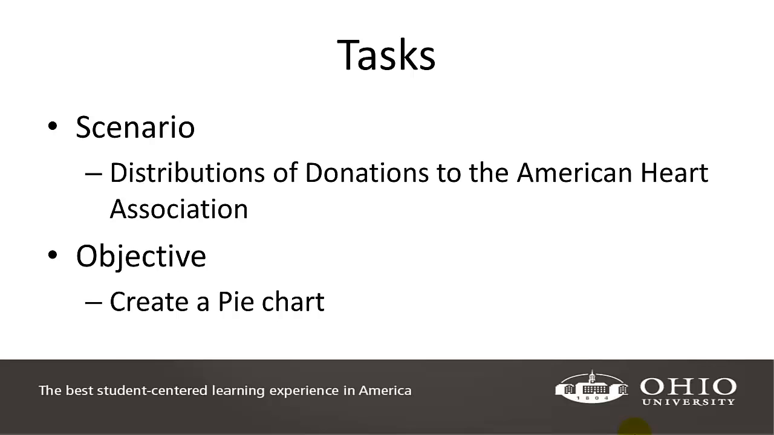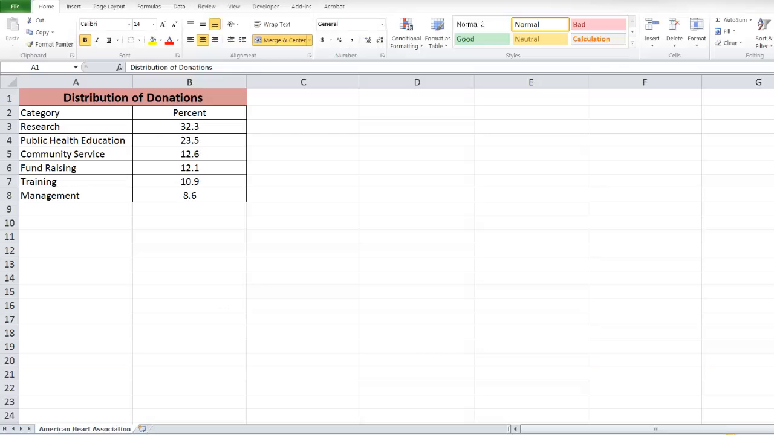So let's go ahead and open up the starting file for this learning activity. Okay, once you open up the file, we have the distribution of donations to various categories here. We have research, public health, education, community service, and so forth, and the percentage of how donations are distributed amongst these categories. So what we'd like to do is summarize this through a pie chart.